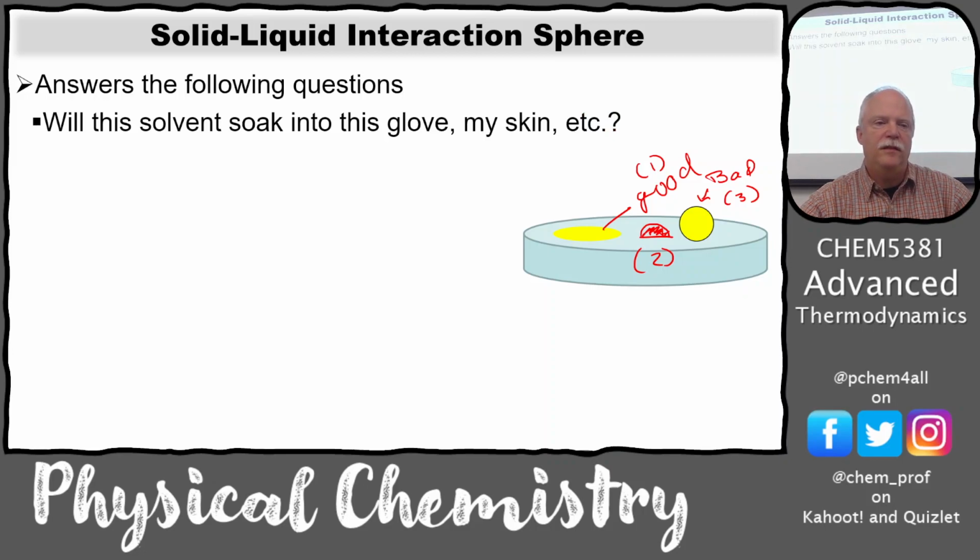So these are other things we could do. Instead of glass, we could do the same kind of analysis on gloves. We could take gloves, maybe in the past I've put them over a petri dish so they're stretched, and then I'll put the different solvents on there and see if it soaks into the glove or not. You know how important that is.